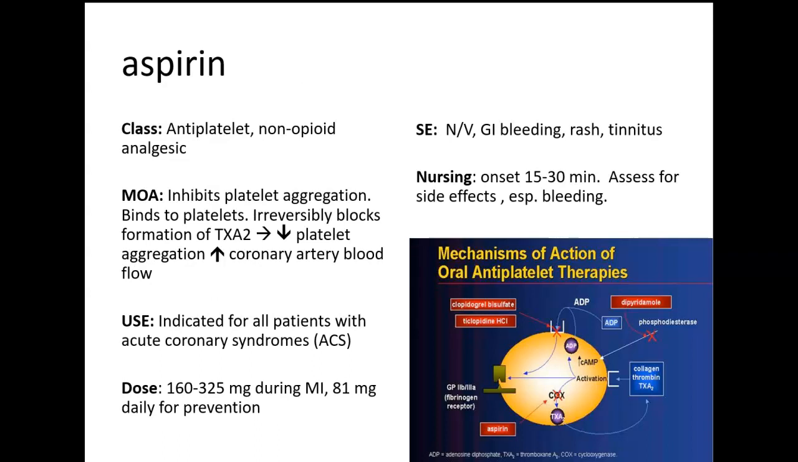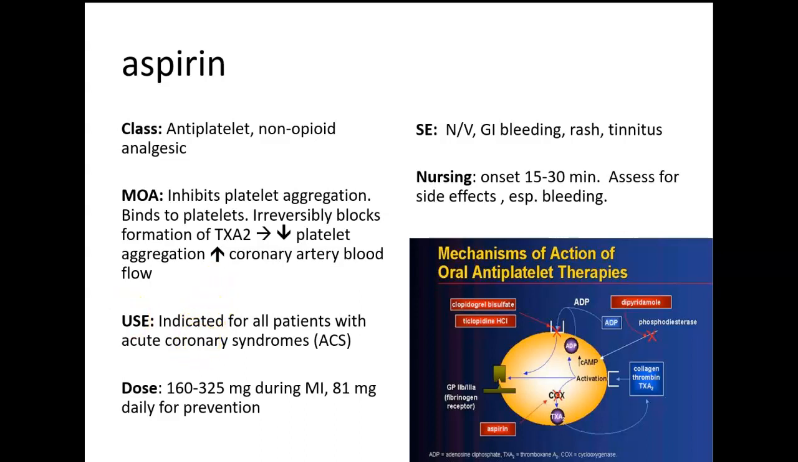So aspirin we think of as, oh, you take that for a headache, but it also is a platelet aggregation inhibitor. It binds to platelets. It irreversibly blocks the formation of this, which is a prostaglandin, which decreases platelet aggregation, and it increases coronary blood flow, right? If those platelets are more slippery, they're not going to stick together and cause a clot, which is going to leave nice clear arteries for coronary artery blood flow.